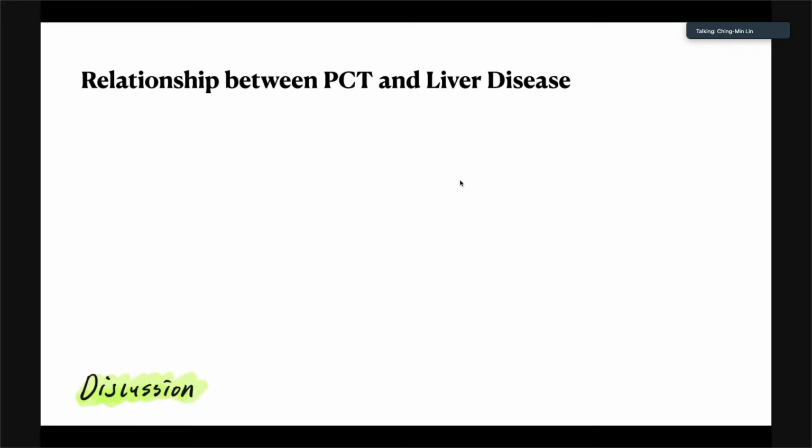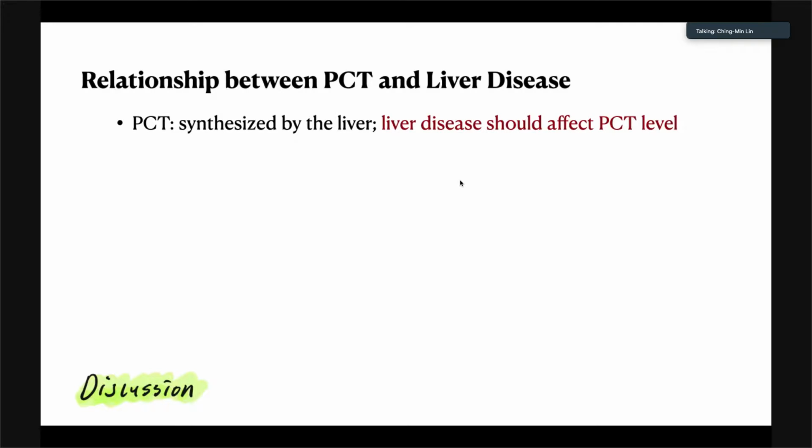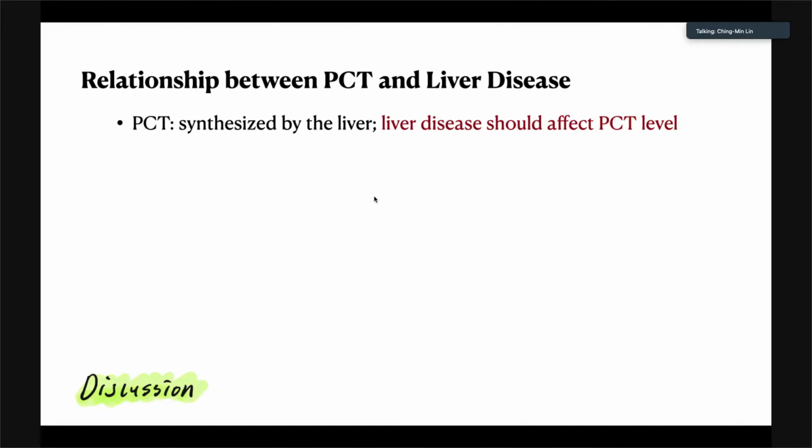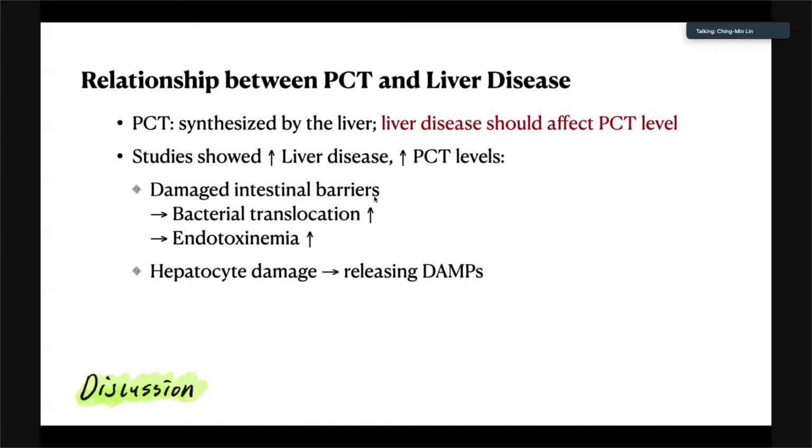And as for the discussion, first of all, the author discussed the relationship between procalcitonin and liver disease. Actually, procalcitonin is synthesized by the liver. So logically speaking, the more hepatocytes are damaged, the lower the procalcitonin levels in the bloodstream should be, because there are fewer sources producing procalcitonin. However, the author found some studies showing that the more severe the liver disease is, the higher the procalcitonin levels actually are. That may be due to 2 reasons.